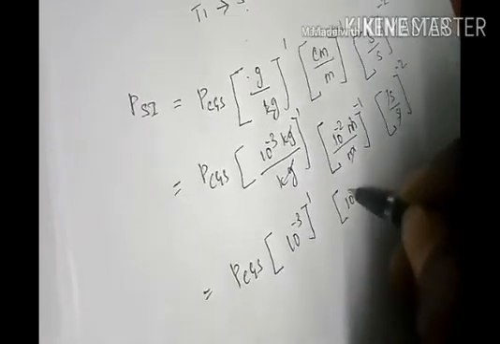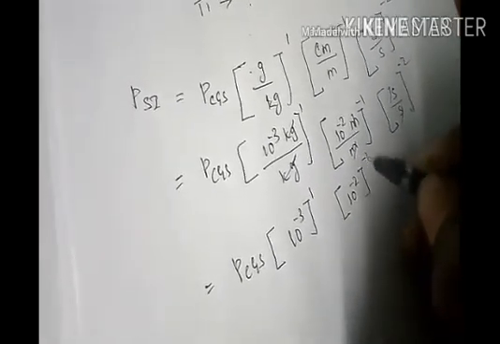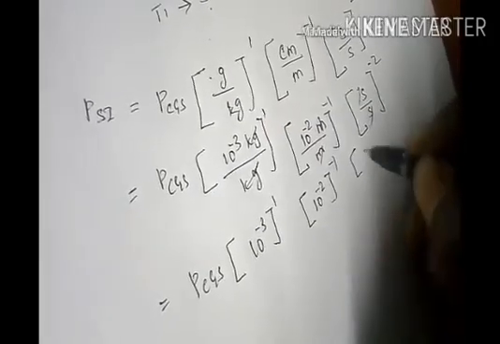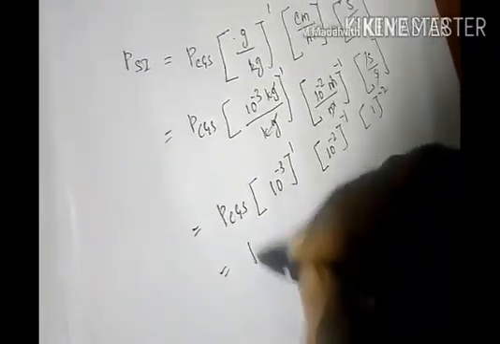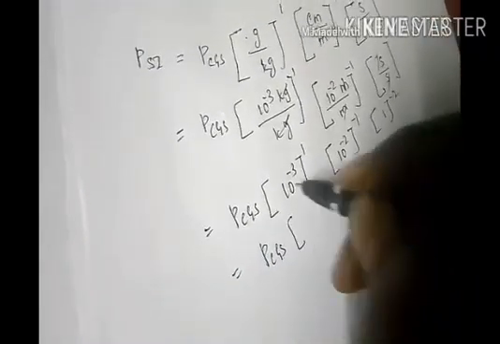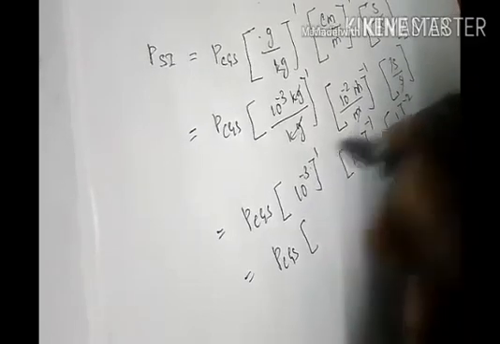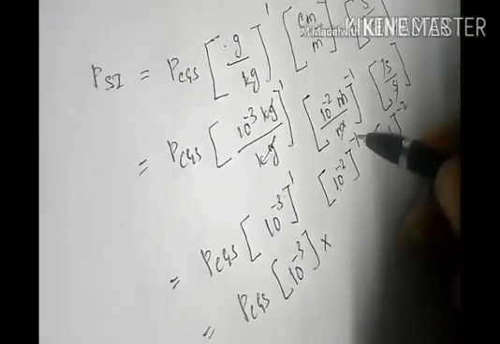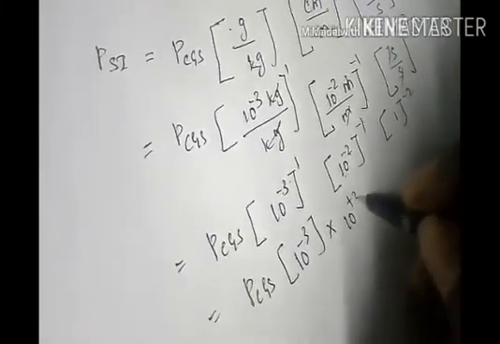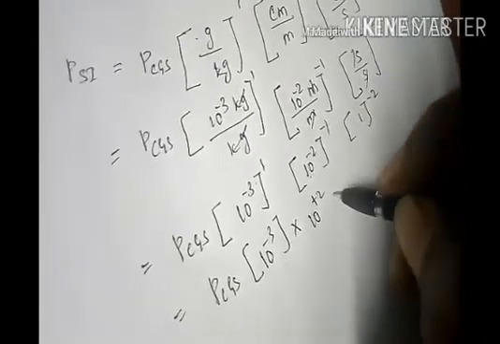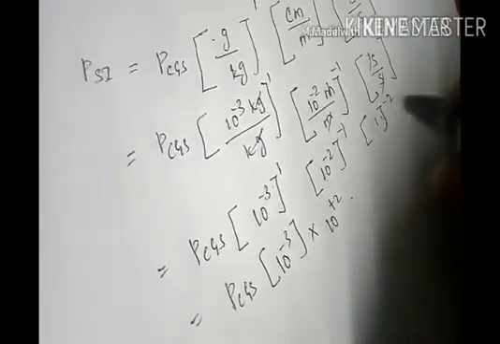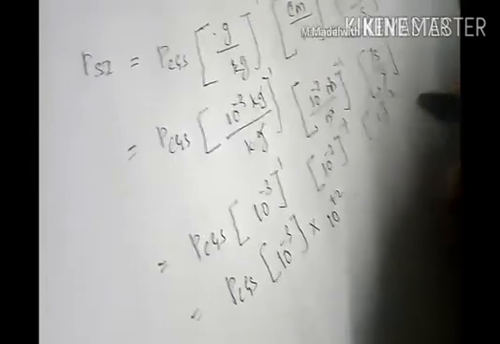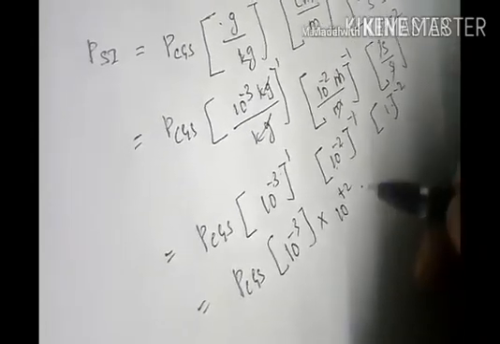So 10 power minus 2 power minus 1, then here 1 power minus 2. So here pressure in CGS is 10 power minus 3 into 1, the value is 10 power minus 3 into 10 power minus 2 into minus 1, 10 power plus 2, isn't it? Next 1 into minus 2, you get the value is 1. So no need to write here.